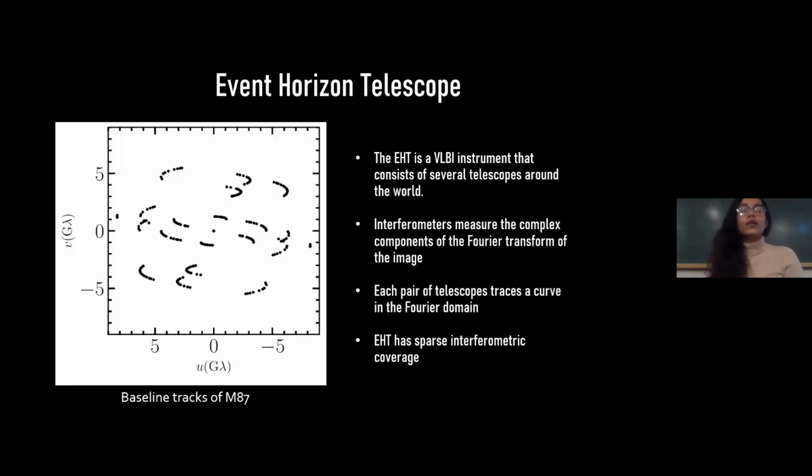So what we do is there are telescopes spread across the globe, and all these telescopes together make an observation, and it makes use of the fact that the Earth is rotating. As the Earth rotates, each pair of telescopes traces out one of these curves, and these points are in the Fourier domain. I'll get to what that means, but each of these telescopes is a radio telescope, and it makes an observation over a period of time.